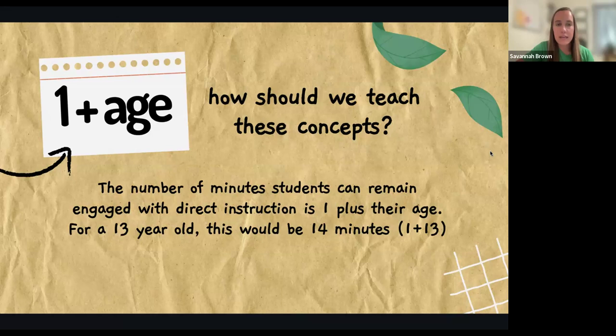So first of all, we have to think about how we are going to teach these concepts. So you can't just rely on teaching students about the different types of renewable energy, we have to teach them why. And the way that we do that effectively is not by just direct instruction explaining the concepts to them. So if you're not aware, the number of minutes that a child can remain engaged with direct instruction, a good baseline is to be 1 plus whatever their age is. So currently I teach 11 and 12-year-olds.